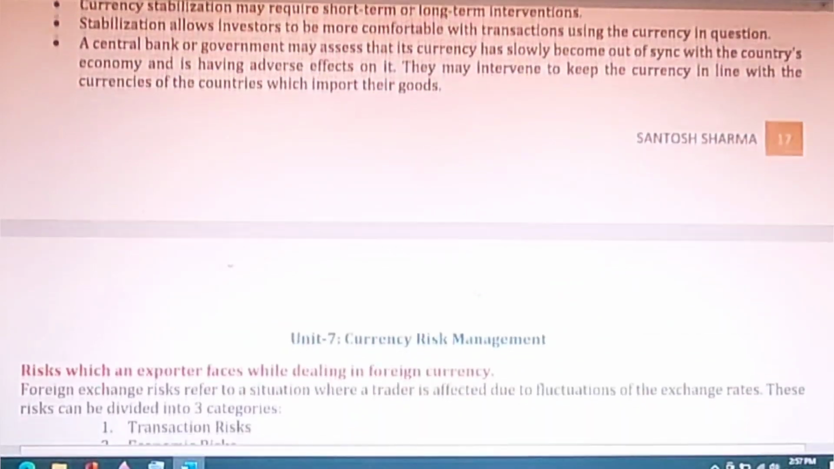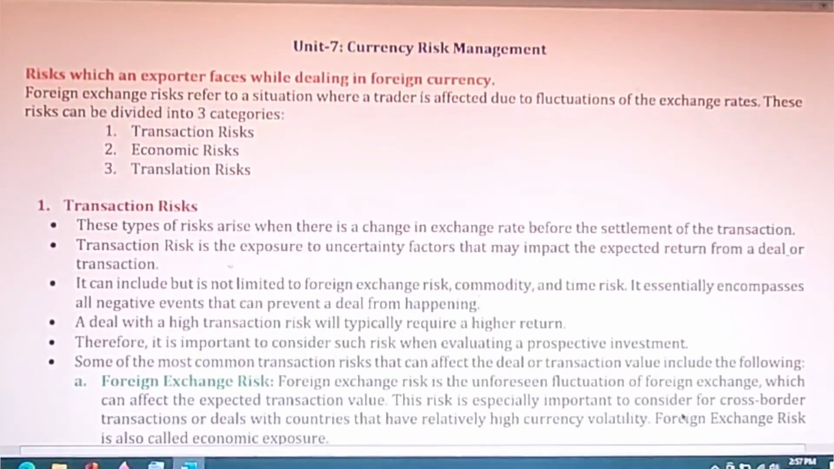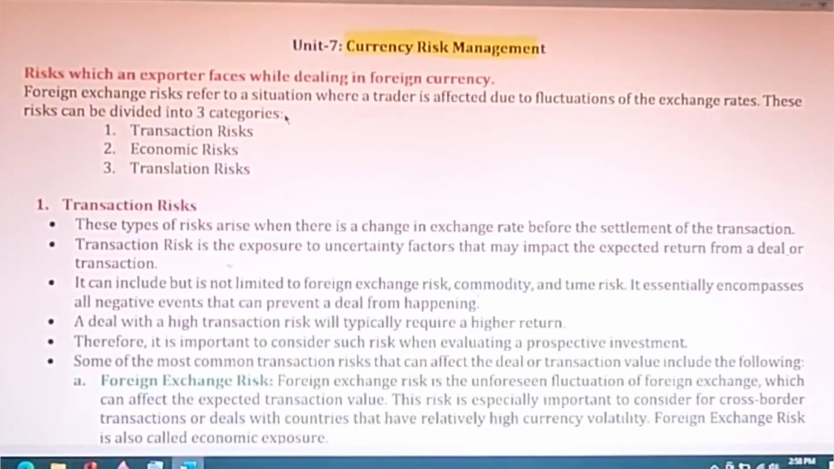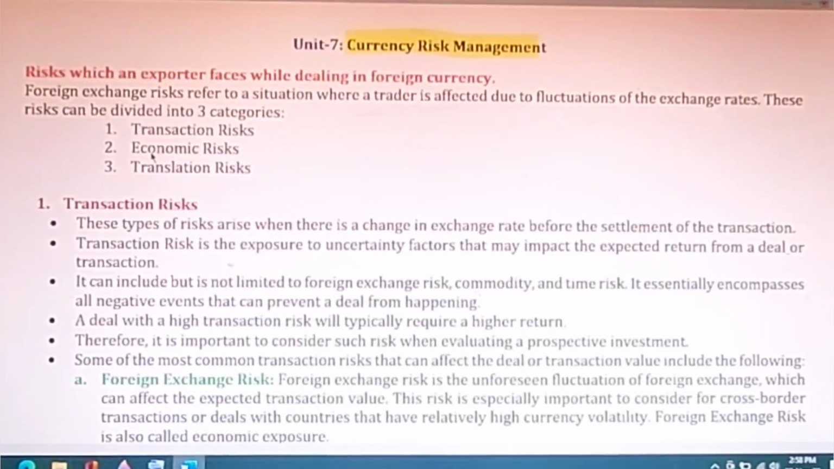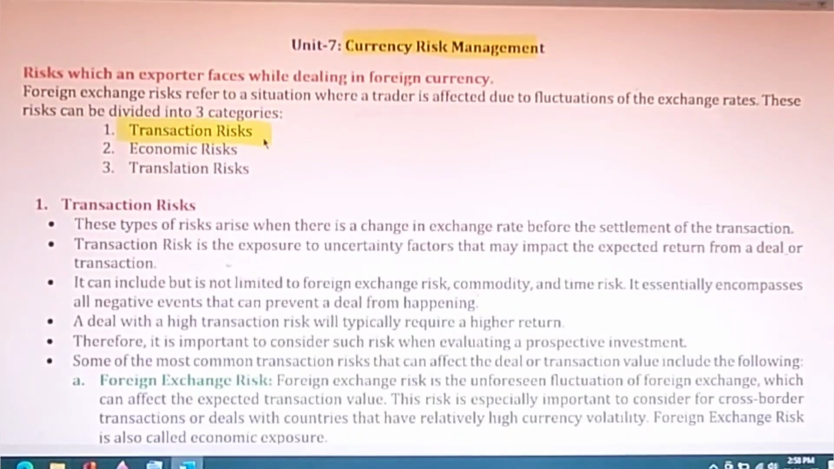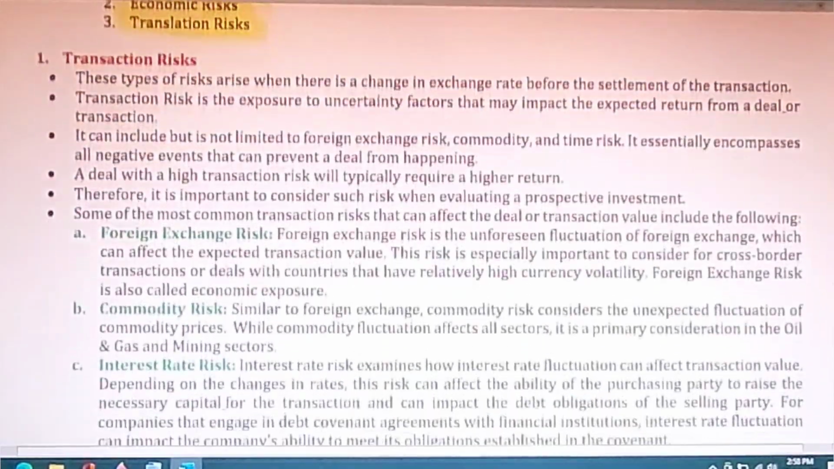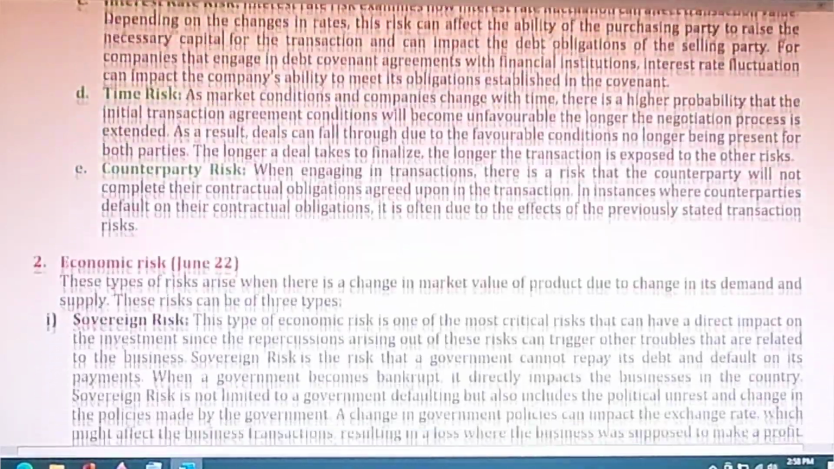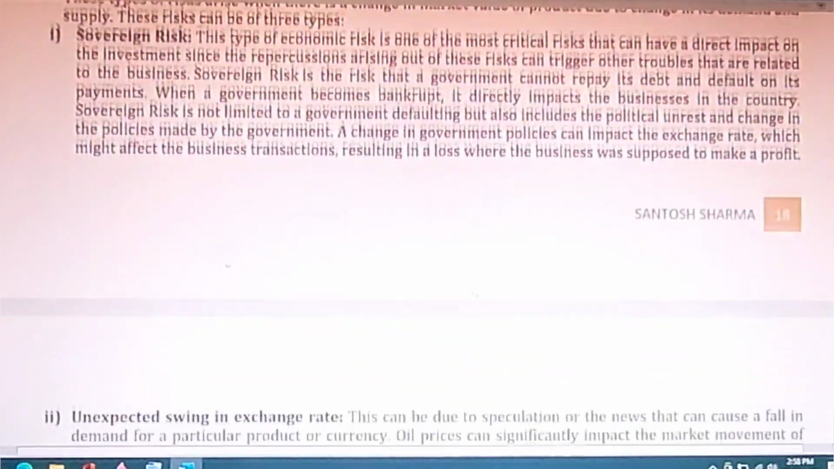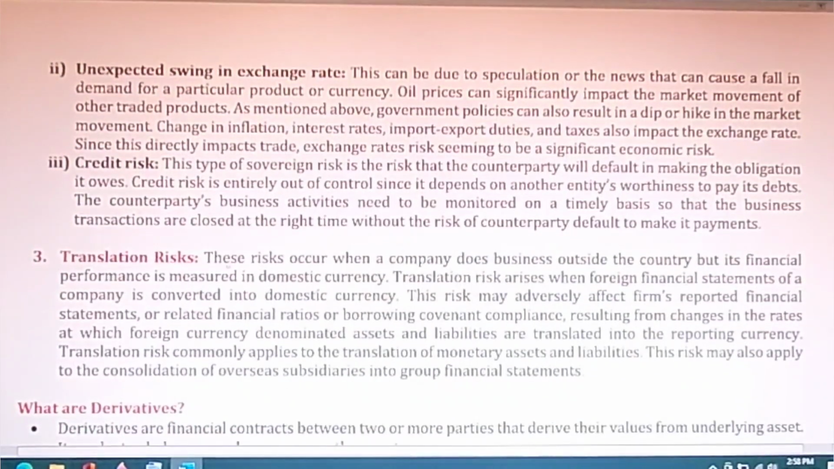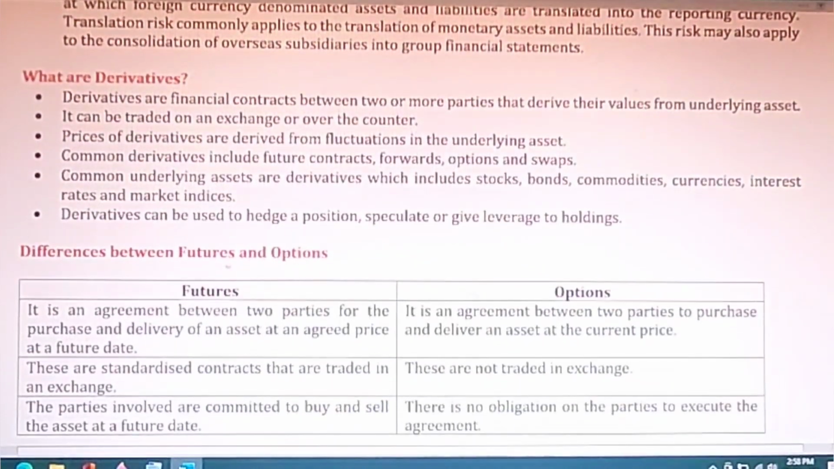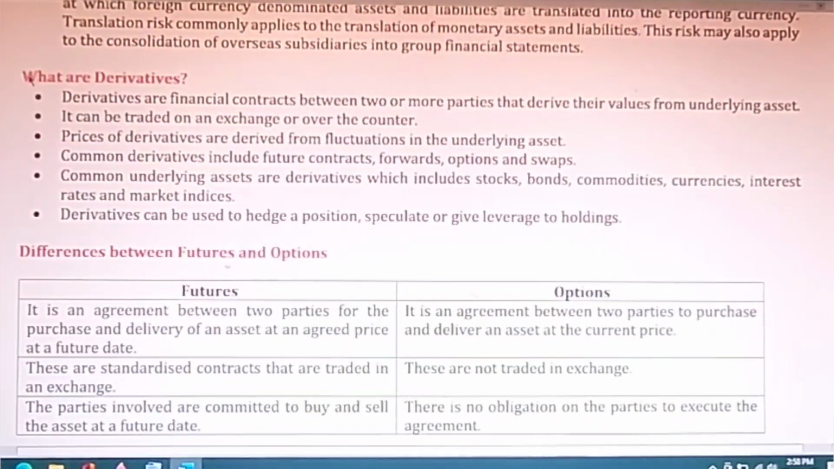Okay, moving ahead. Unit 7, currency risk management. And here, we will be studying about the different types of risks involved in international trade. Now, these three types of risk are there. First is transaction risk, second one economic risk, and third one translation risk. And I have also explained all these risks in my previous videos. So do watch those videos, and the link of the full playlist of IBO06, I will share in my description box.